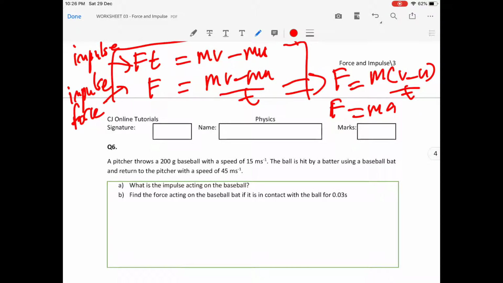Let's take a look at one question here. It says a pitcher throws a 200 gram baseball with a speed of 15 meters per second. The ball is hit by a batter using a baseball bat and returned to the pitcher at 45 meters per second. What is the impulse acting on the ball? It says impulse, not impulsive force.